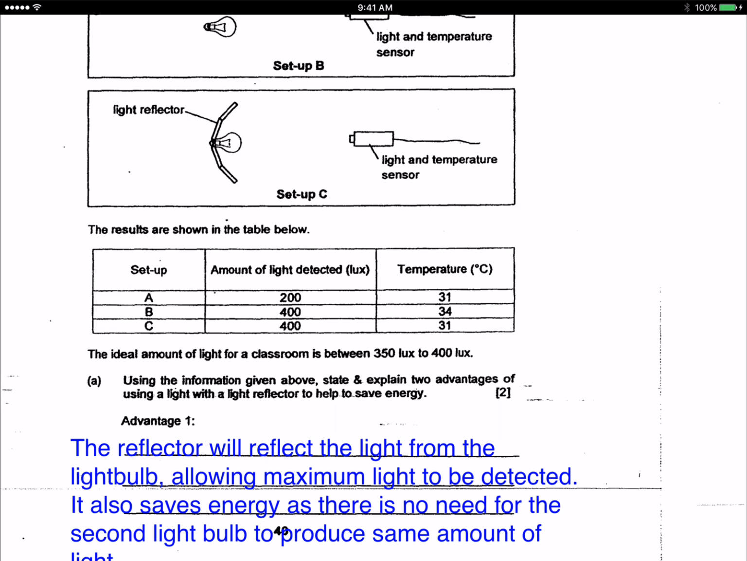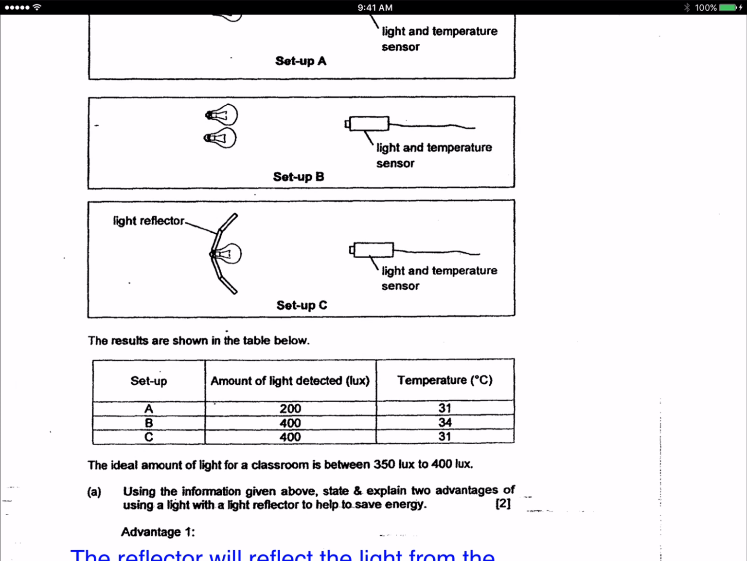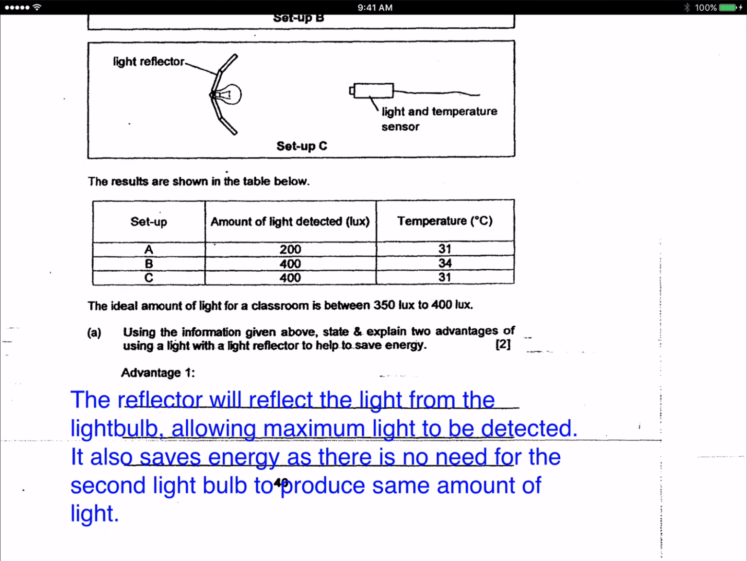Now the data shows that two bulbs and one bulb with a light reflector are the same. It produces the same amount of light detected, which means the light reflector, is it useful or not useful? It is useful. You just need one bulb and you produce the same amount of light as two bulbs. So you save electricity. It will produce more light without using much electricity. That's correct. So what's one advantage? You allow the maximum amount of light to be detected, so save energy.